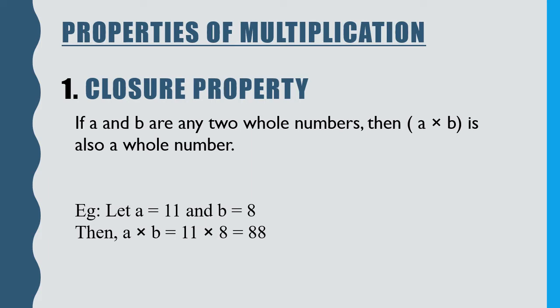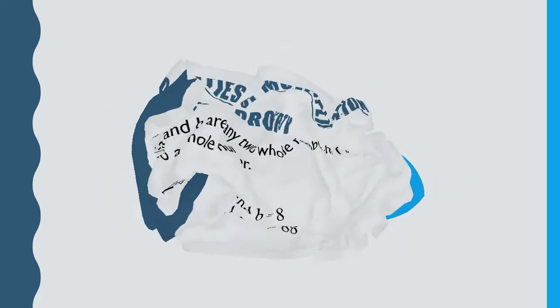This is called as closure property, and the properties we are studying are particularly of multiplication. So let's have an example. Like a is equals to 11 and b is equals to 8. Both are whole numbers, so when we multiply them, the answer is also a whole number, as 88 is a whole number.